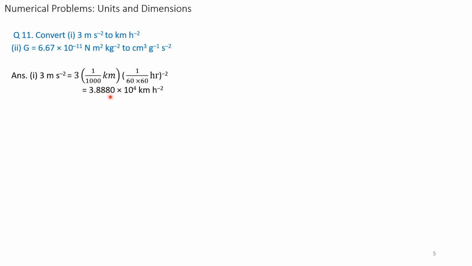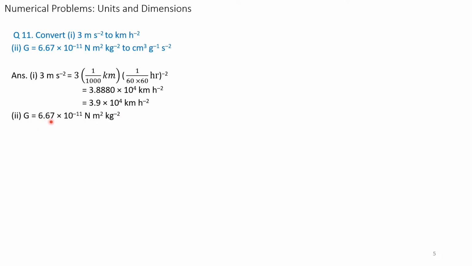So that is equal to 3.880 into 10 to the power of 4 kilometers per hour square. Next, writing the significant digit 3, that is equal to 3.9 into 10 to the power of 4 kilometers per hour square. That answers the first part. Let us take the second part.